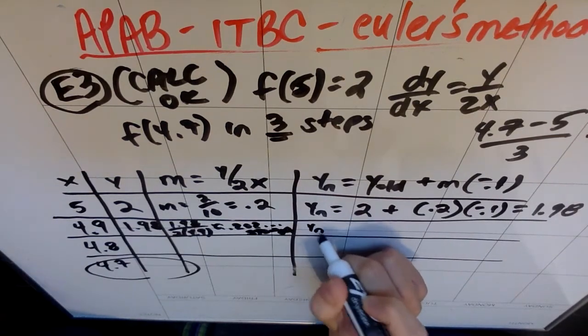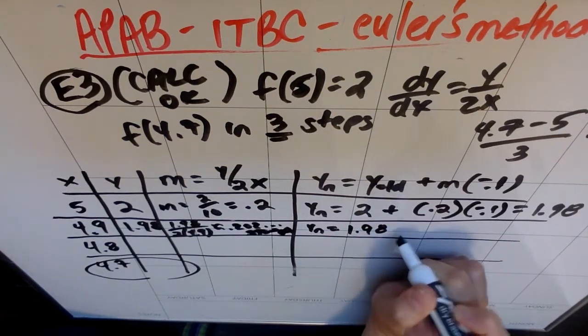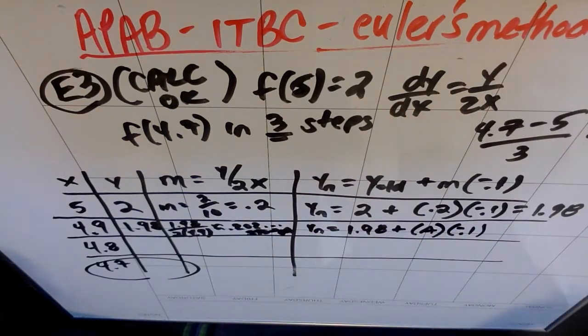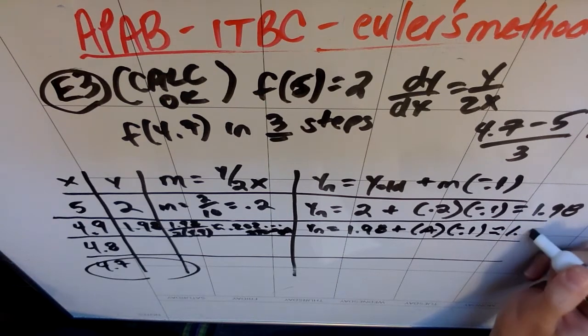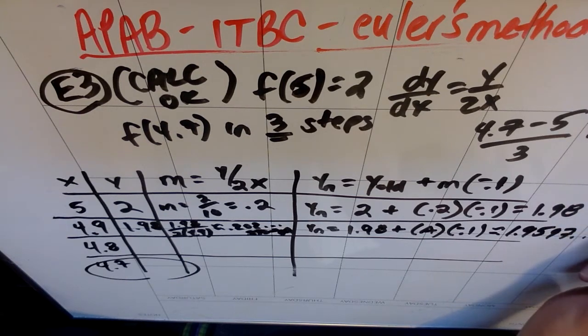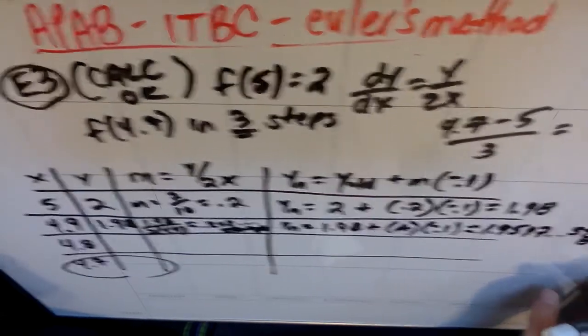So my new y is going to be 1.98 plus the thing I stored as A times negative 0.1, right? And what's going to end up happening is I'm going to get that this is also an ugly number, 1.9597, and it keeps going. So I'm going to store that as B. Remember, you can't use a rounded version of something until you're done.